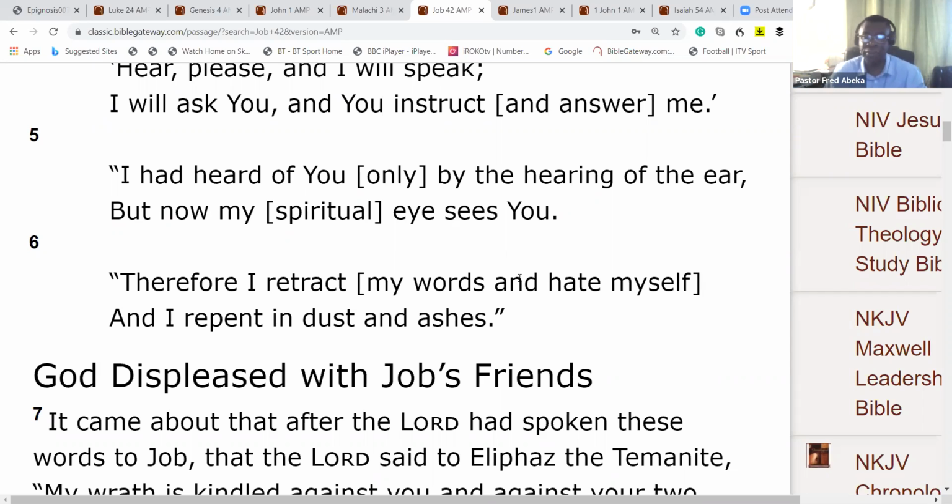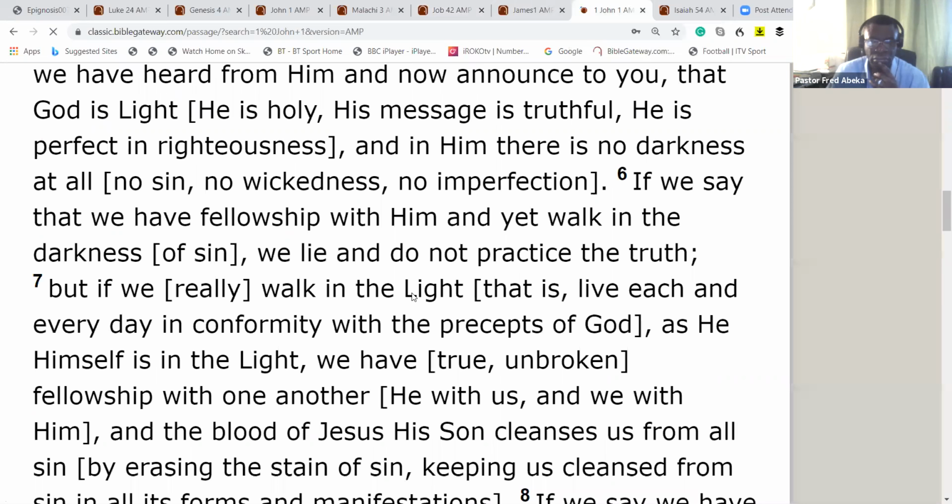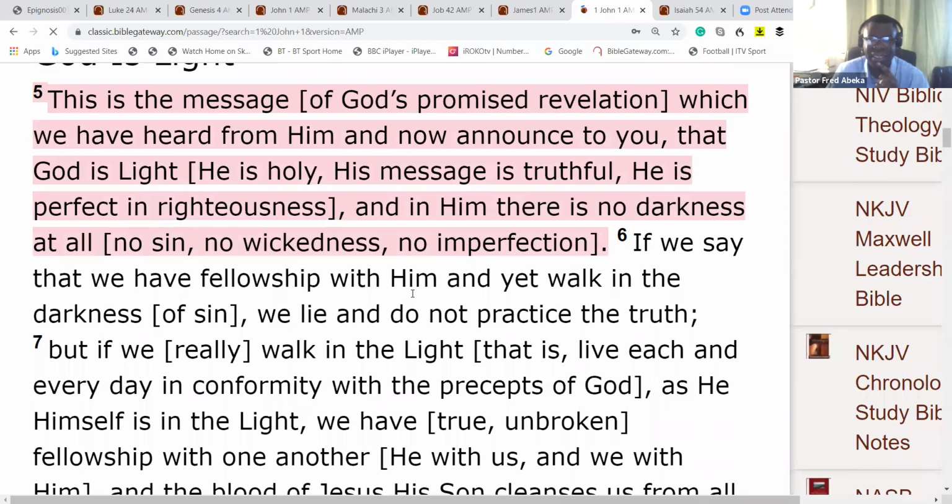Okay, let me take another one. Before that, James 1:5. This is the message of God's promised revelation. When he talks about promised revelation, that means spoken in the scriptures, Old Testament, which we have heard from him and now announced to you that God is light. He's holy. His message is truthful. He is perfect in righteousness. And in him, there is no darkness at all, which refers to no sin nature, no wickedness, no imperfection.